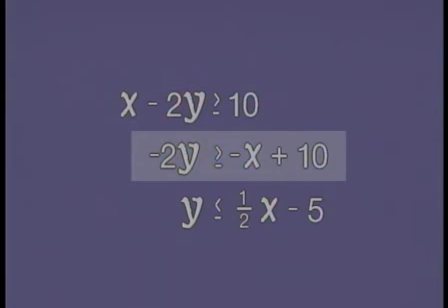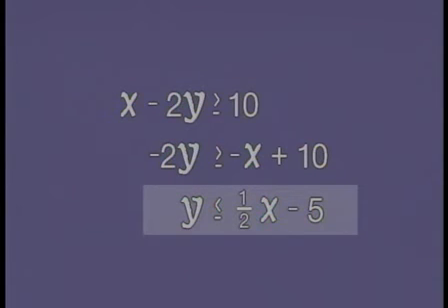We then divide both sides by negative 2. Y is less than or equal to. We divide by a negative. When you divide both sides by a negative, you change the direction of the inequality. So y is less than or equal to 1/2 x minus 5. We now have it in y is less than or equal to mx plus b form.